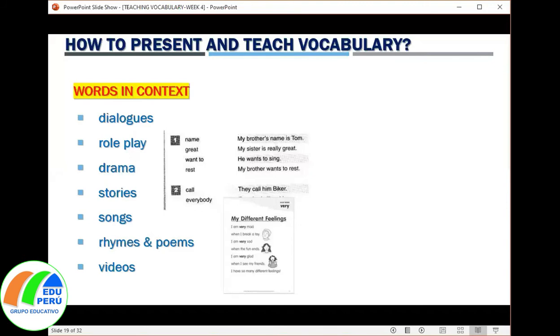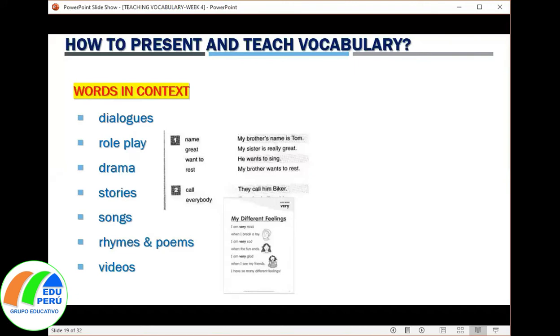I'm very mad when I break a toy. I'm very sad when the fun ends. I'm very glad when I see my friends. I have so many different feelings.